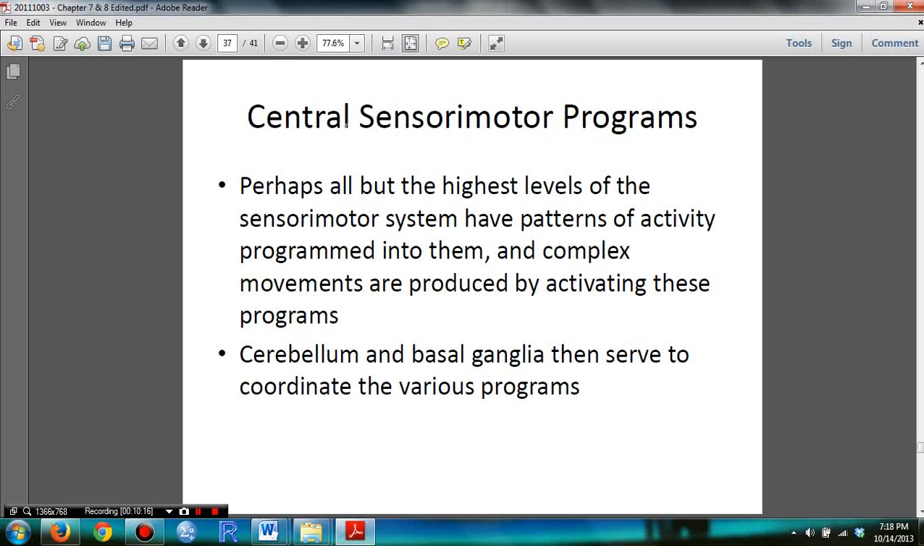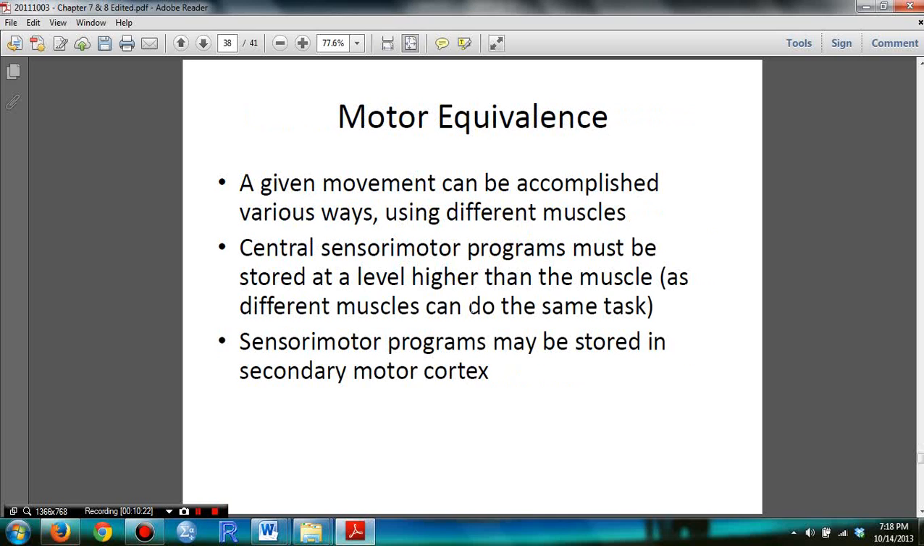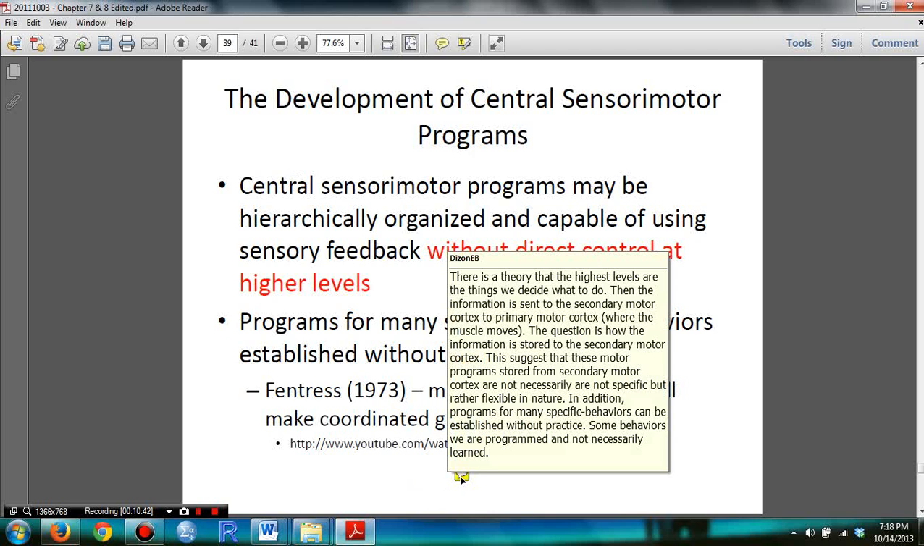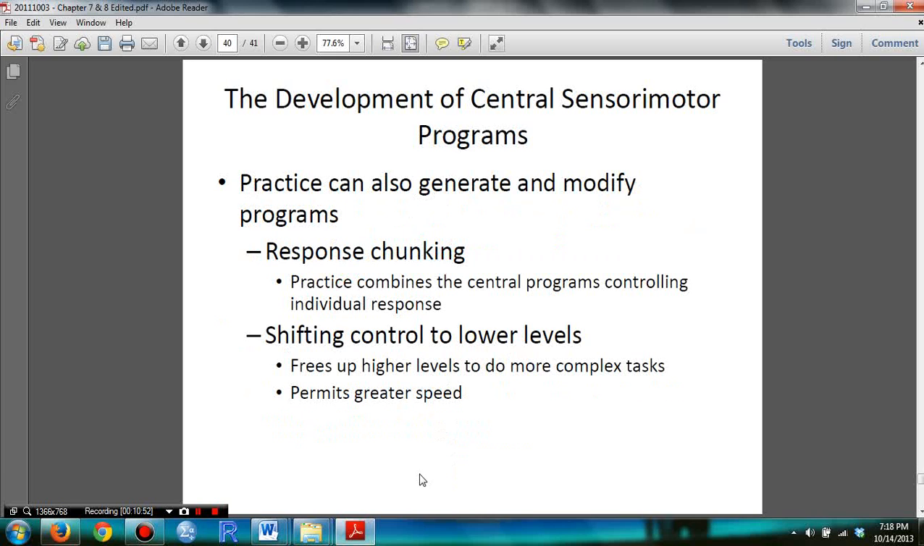Then you also need to know the central sensorimotor programs. You need to read this slide. And then you need to know the motor equivalence. Also, you need to understand the slide on development of central sensory motor programs. Here's my side note. You need to know response chunking and shifting controls at lower levels.